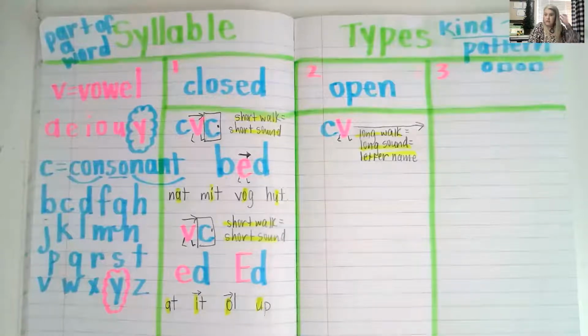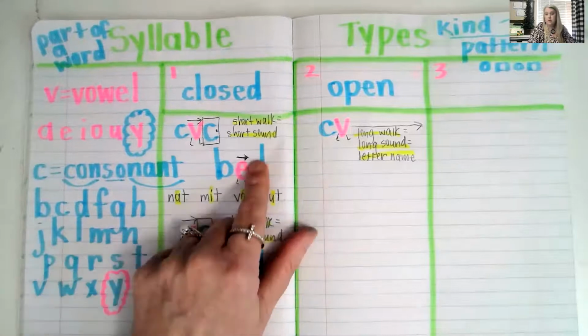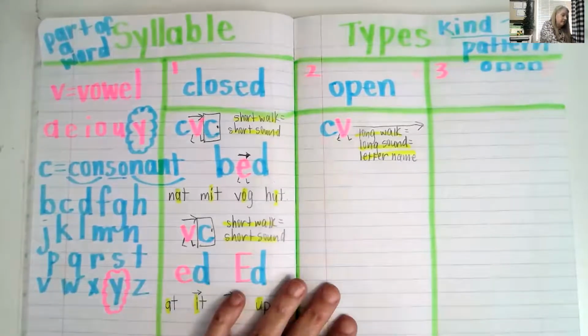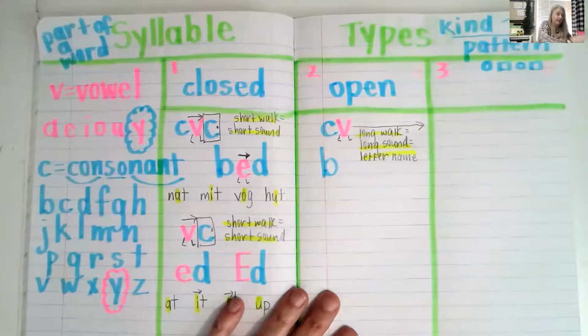Now let's apply this to a word. So if we were to take the door off bed, so we have a B, we have an E.